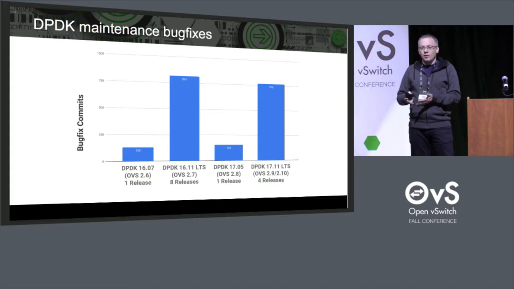And similarly, 17.05, non-LTS, a small amount of bug fixes, because it was maintained for a small amount of time. And then the 17.11 LTS, after only 4 releases, has over 750 bug fixes. So that's more than likely going to grow quite a bit over the next year as well.